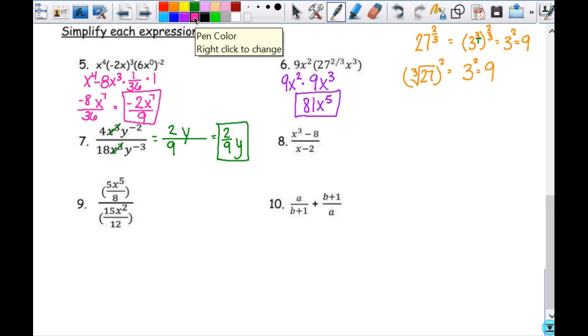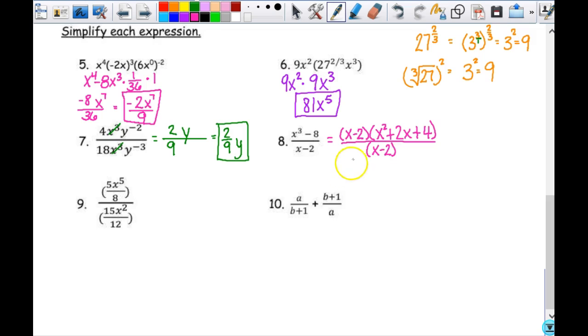Alright, so here on this one, I've got to factor. So this is the difference of 2 cubes here. And so my difference of 2 cubes, cube root of 8 is 2, so that makes this x minus 2 times x squared plus 2x plus 4 all over that x minus 2. So then these two cancel out, and I am left with x squared plus 2x plus 4. Factoring is important.